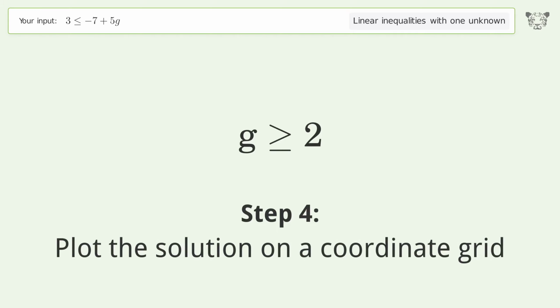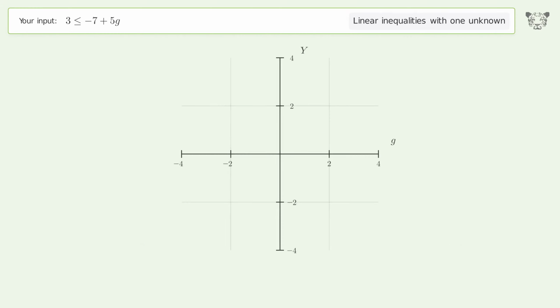Plot the solution on a coordinate grid. And so the final result is g equal or greater than 2.